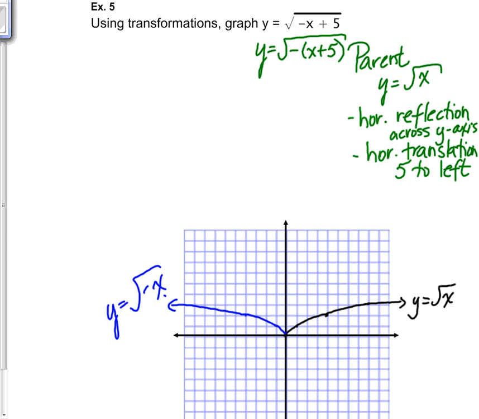Last transformation is moving that blue function entirely 5 to the left. 1, 2, 3, 4, 5. Our starting point is there. Over 1, up 1 is another significant point. 4, 2. And I have my parent function flipped across the y-axis, moved entirely to the left 5. That is our final function. You can write it as we rewrote it, which I like, or you can leave it like they gave it to you originally.